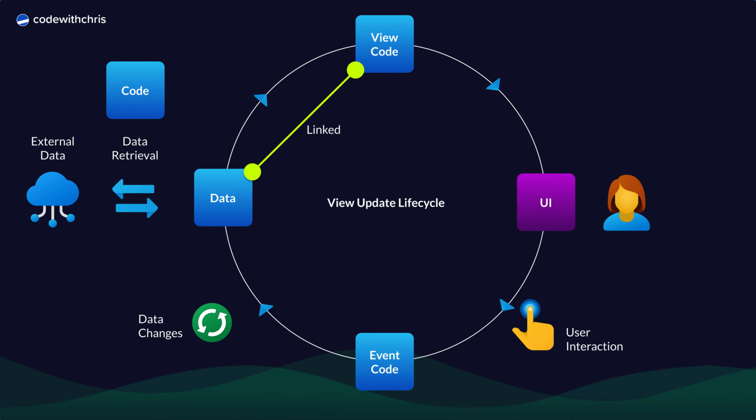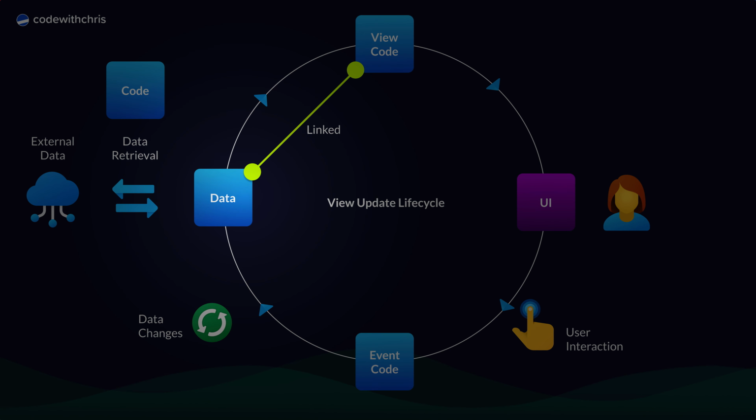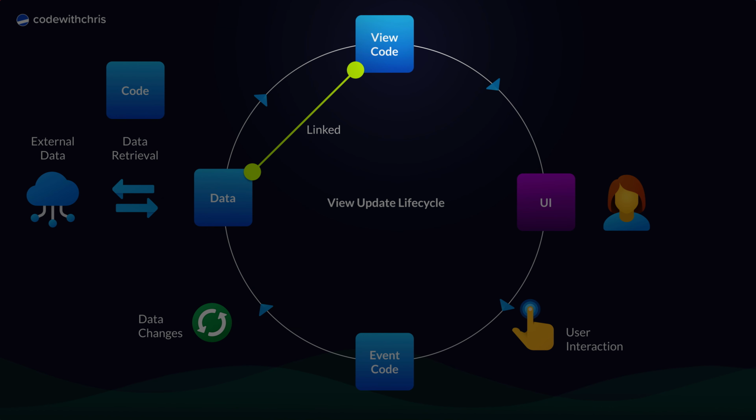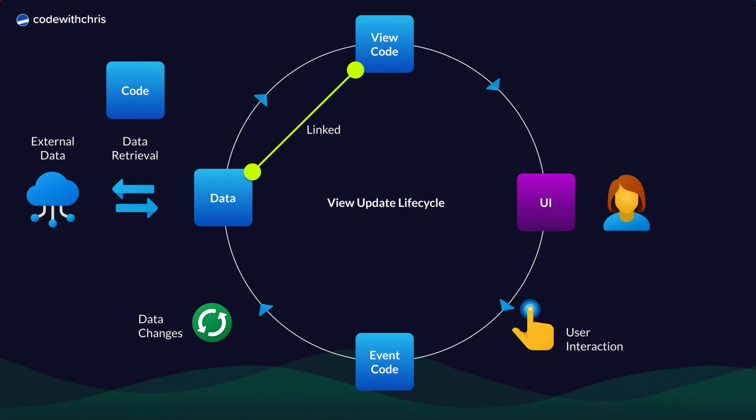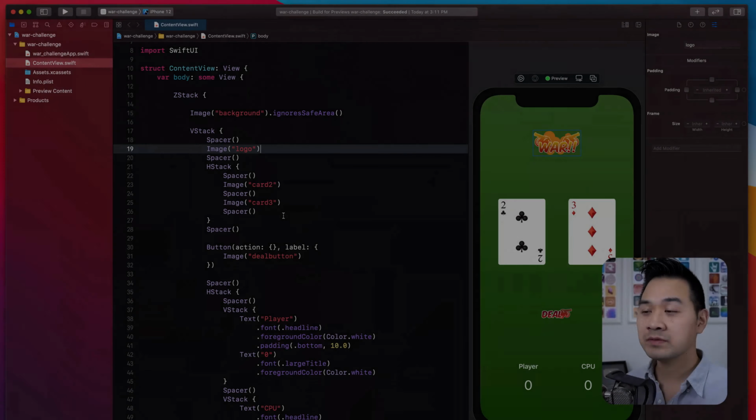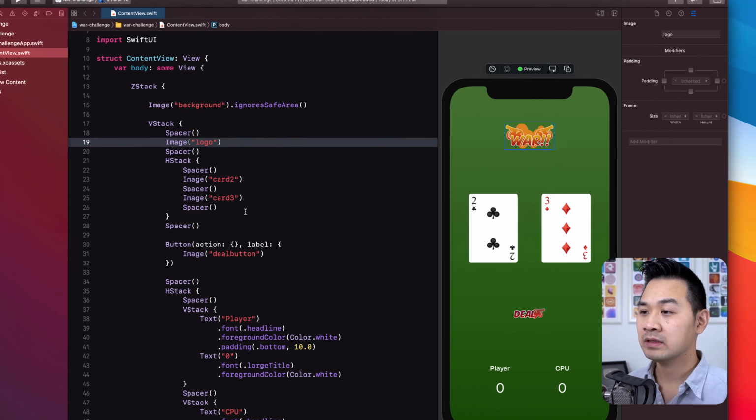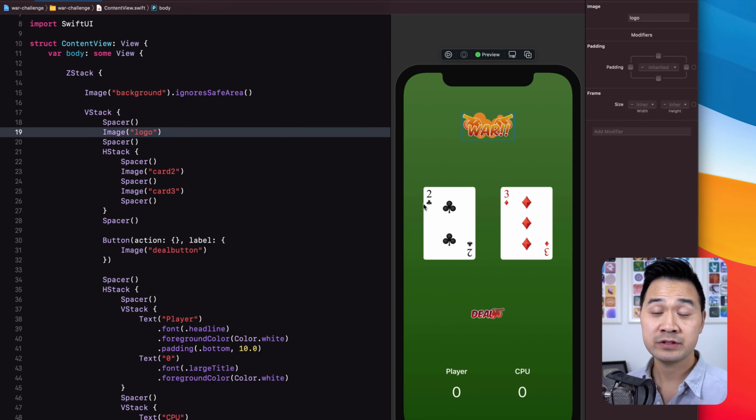All right, so I want to revisit that view update lifecycle diagram for just a second. Do you remember when we showed a link from the data to the view code? Well, let's go ahead and do that with our war card game project. So what sort of data do we have in this project? Well, if you take a look at the user interface here, you can see that we need to keep track of which card the player has, which card the CPU has, and then also the scores of the player and the CPU. So that's four pieces of data.